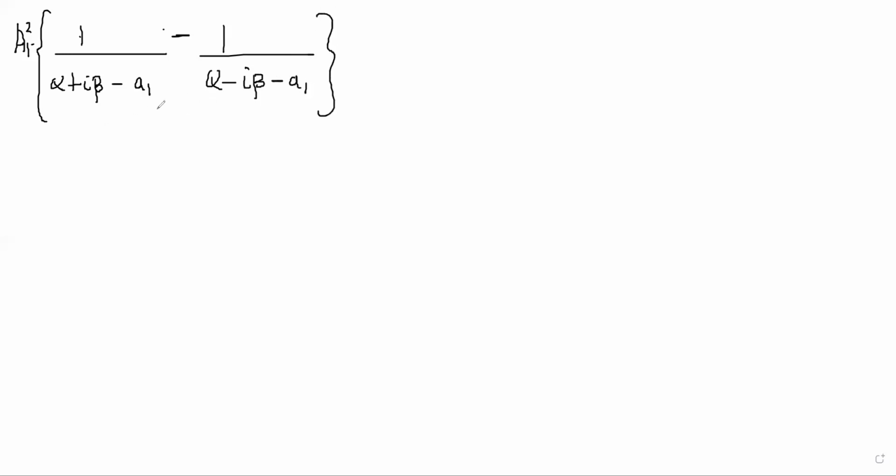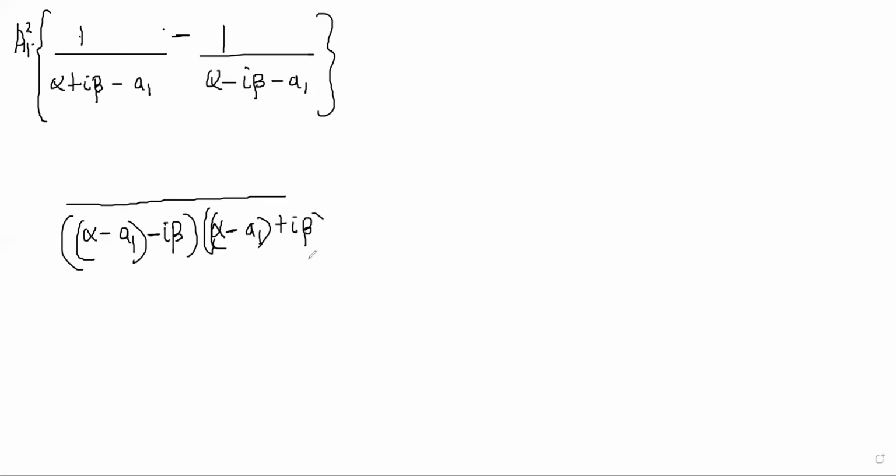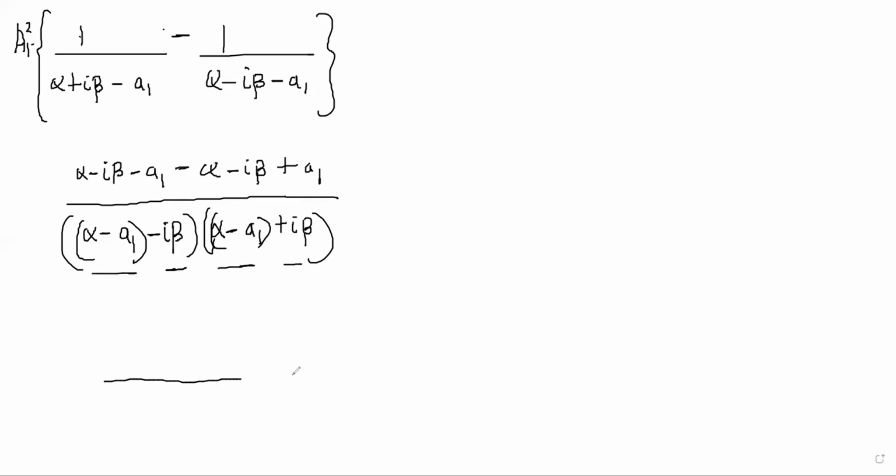So we have a1 square times 1 by alpha plus i beta minus a1 minus 1 by alpha minus i beta minus a1, right? I want to simplify this, right? So I can just take it as a product here and say that it is alpha minus a1 minus i beta multiplied by alpha minus a1 plus i beta. This is the product, and on top it will become alpha minus i beta minus a1 minus alpha minus i beta plus a1, right? So what is coming here? This is a minus b into a plus b. So denominator becomes a square minus b square. Alpha minus a1 whole square minus i square b square becomes plus beta square, right?